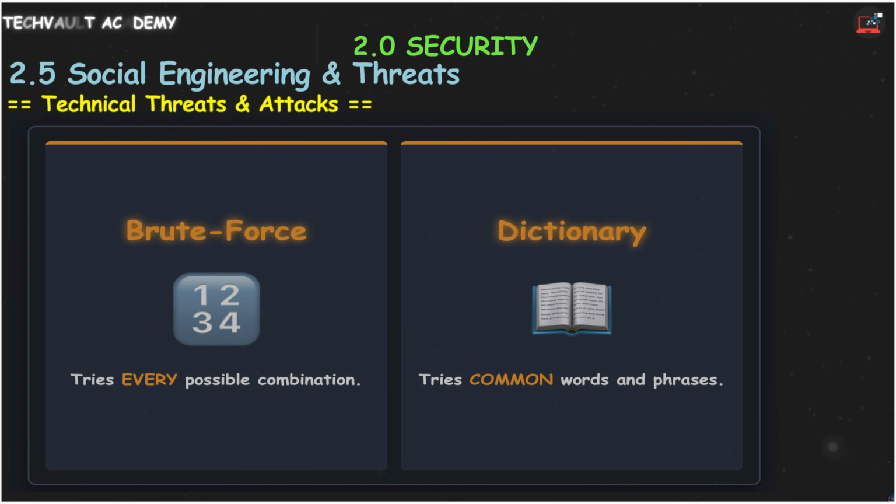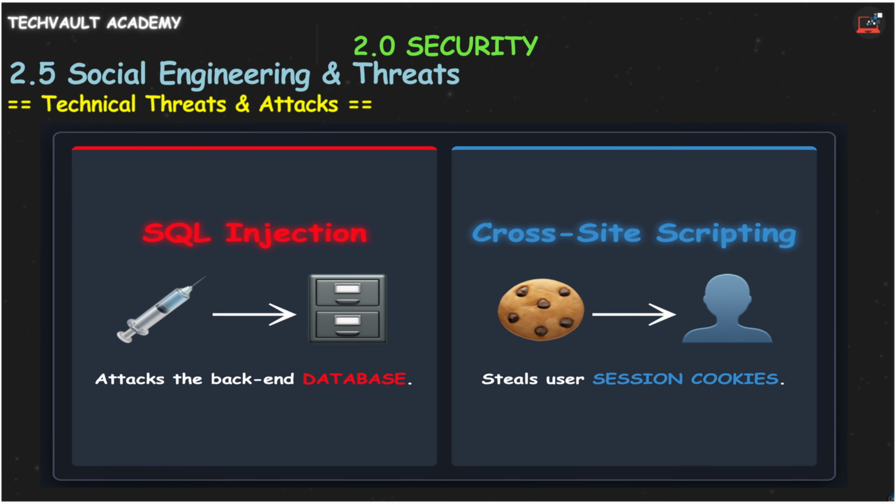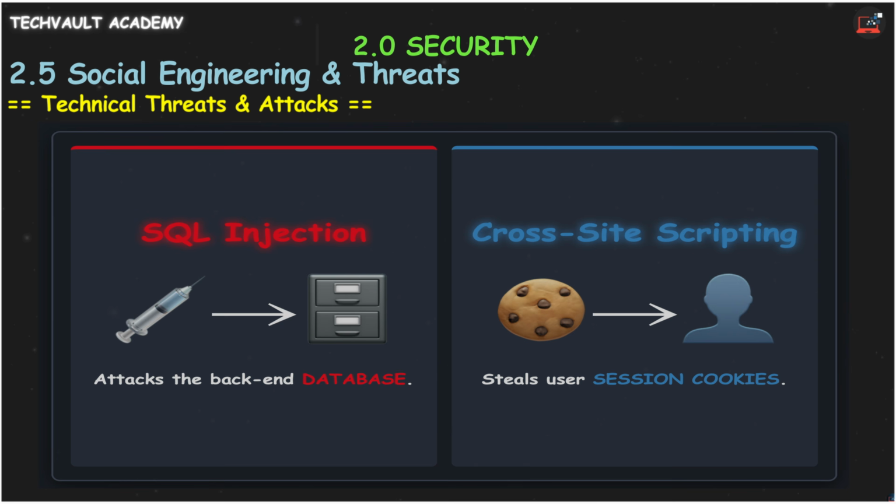Some of the most dangerous threats are application attacks. A SQL injection exploits a website's database by typing malicious SQL code into an input field, like a login box, potentially bypassing authentication entirely. Cross-site scripting, or XSS, involves an attacker injecting malicious JavaScript into a legitimate website, which then runs in the victim's browser, often to steal their session cookie.